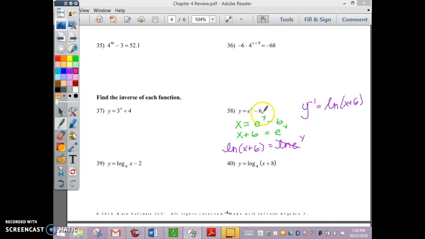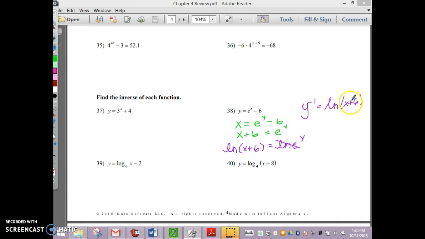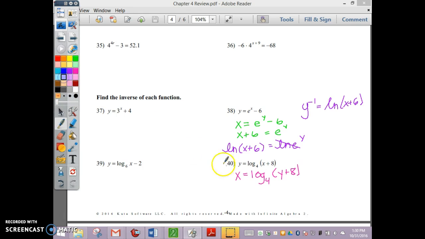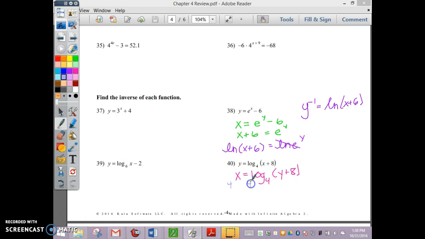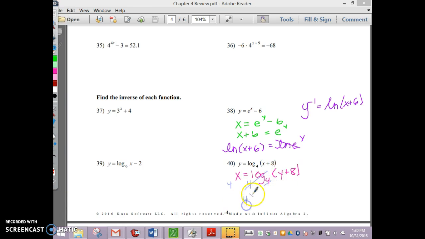So notice how minus 6 is not on the inside, but now plus 6 is. That's important. That's inverse. So again, switch x and y. Solve for y. I have to cancel out this base of 4 first, and I do that with an exponential. So 4 to the, whoopsies, that doesn't cancel out. 4 to the x equals 4 to the log 4. So I have 4 to the x equals y plus 8. So my inverse is 4 to the x minus 8. Notice how the 8 is in the inside, and now the negative 8 is on the outside. That's important for an inverse.